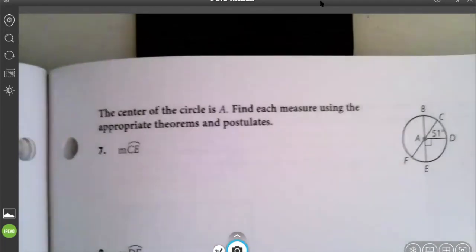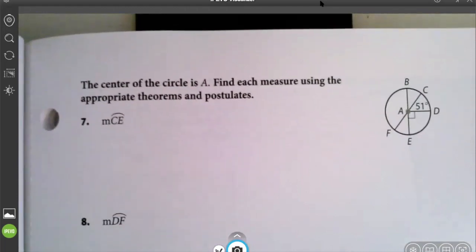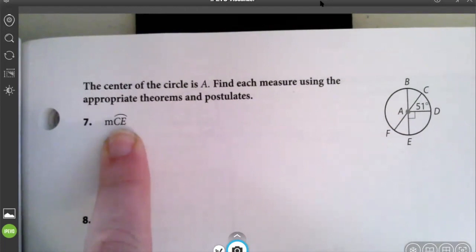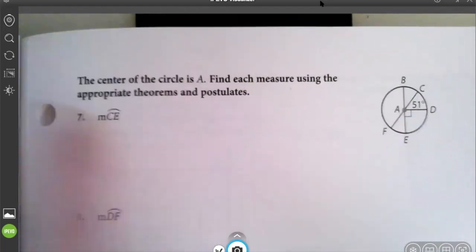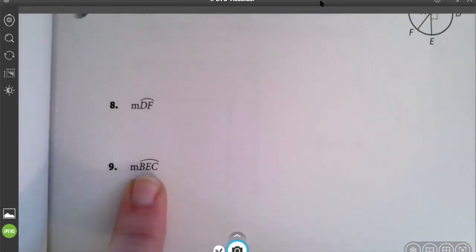It says the center of the circle is A. Find each measure using the appropriate theorems and postulates. Now, notice that curve, that's arc CE. Is that going to be a major arc or a minor arc? Good. Minor, only 2 letters. What about BEC? Major or minor? Yeah, major, because it uses 3 letters.